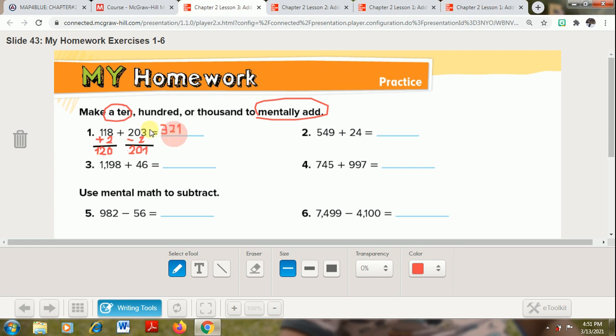So this strategy is making a 10. Look, I make a 10 here by adding 2, and I need to subtract the same number in the other addend, and then I can easily add. So you apply this strategy in the other exercises, and that's it, kids.